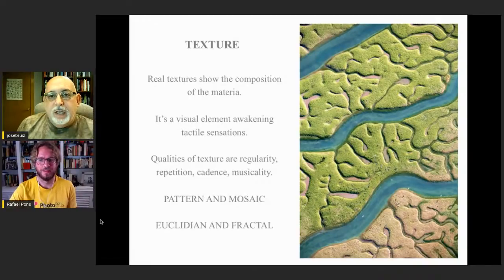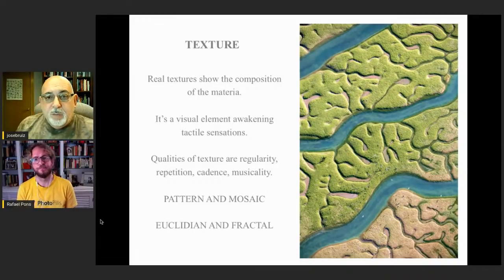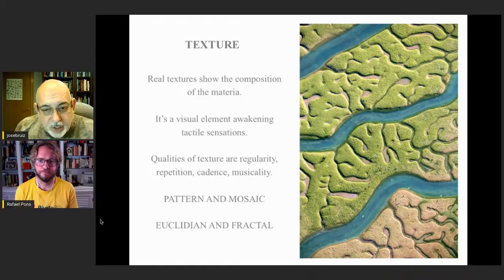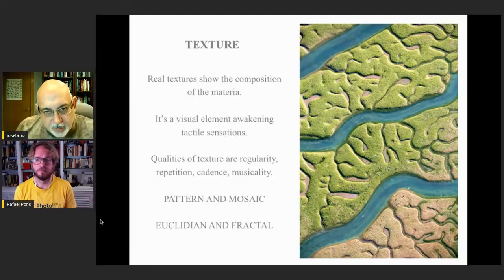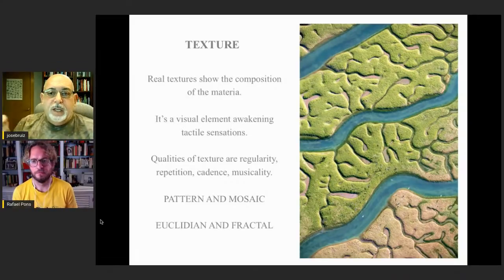It has to be treated like a musical partiture. In fact, in the Gestalt, in the Bauhaus movement, they learned pattern with music. The teachers used to put on music and show frames with these patterns. So pattern is Euclidean mathematics, and mosaic is fractal mathematics. So this is a fractal, this is mosaic, it's not a pattern.